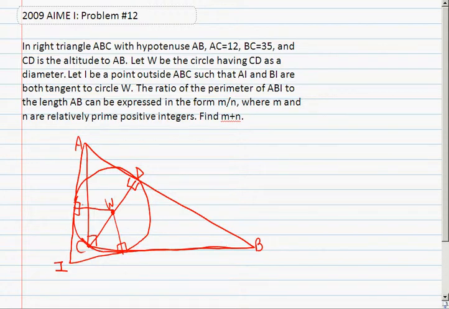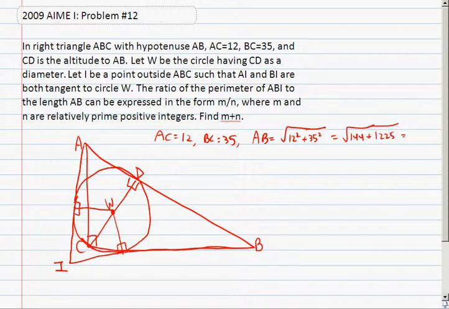So first of all, I've laid out the figure for the problem here with triangle ABC and points I, tangent segments AI and BI, and circle W with diameter CD. So we're given here that AC is 12, BC is 35, and by the Pythagorean theorem, AB is the square root of 12 squared plus 35 squared, which is 144 plus 1,225, which is 37.